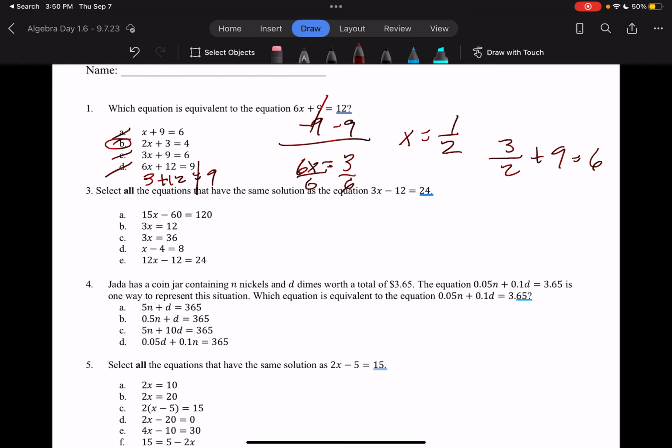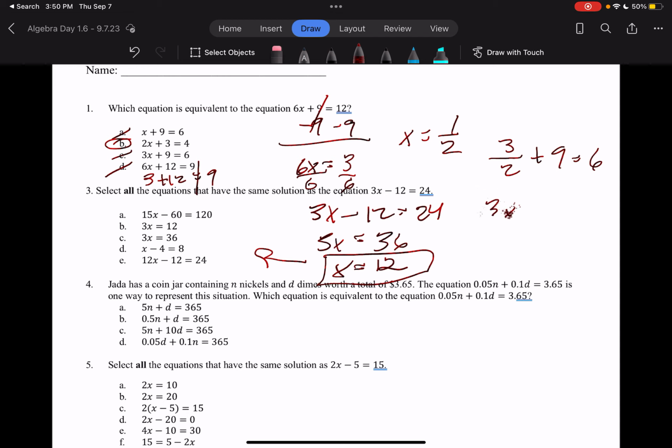That means you're going to have more than one. So again, let's solve for x. 3x minus 12 equals 24. 3x equals, if we add 12 to both sides, 36. That means x equals 12. So your job now that I've done that part is to see how many of those equations work if x equals 12.